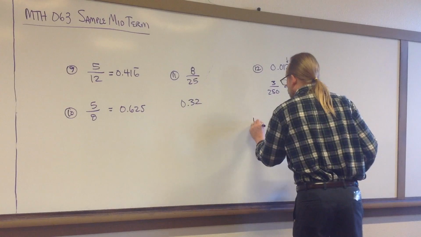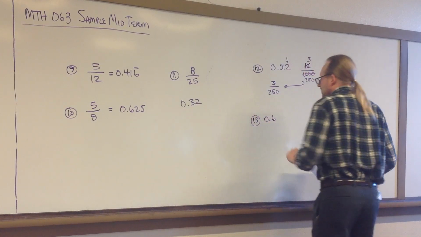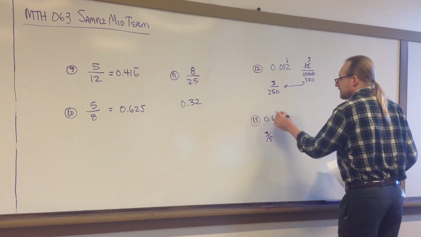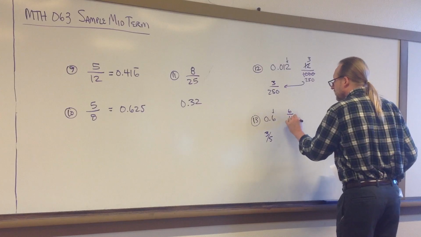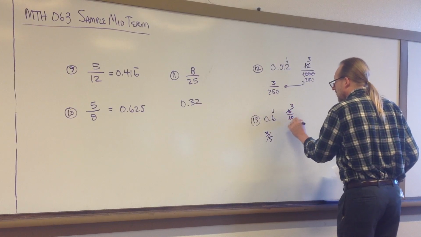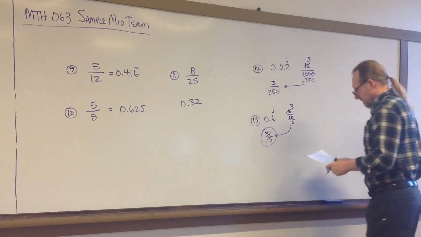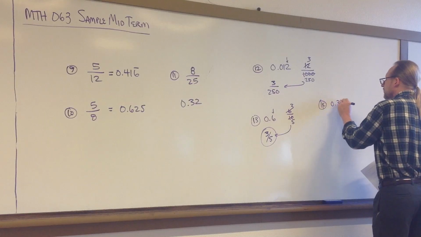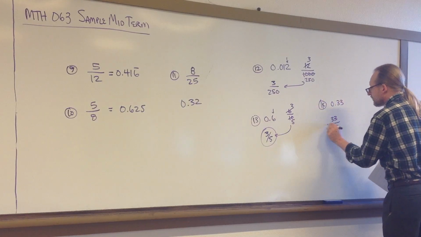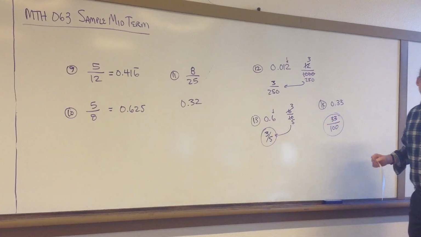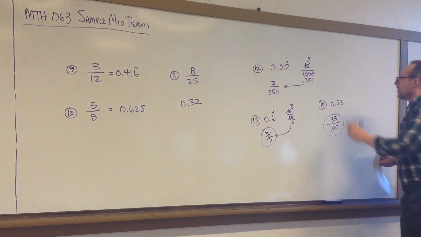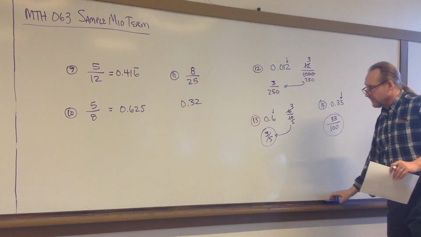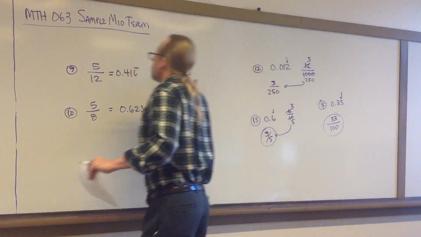13 is pretty straightforward here, 0.6. Again, you can use your calculator to do this. This is, again, the place value is 6/10. Divide them both by 2, and there's your 3 over 5. Problem 14, 0.33. This is 33 over 100, and it doesn't reduce. And again, you can do that on the calculator, or you can do that by picking out the place value of the last digit in the decimal.